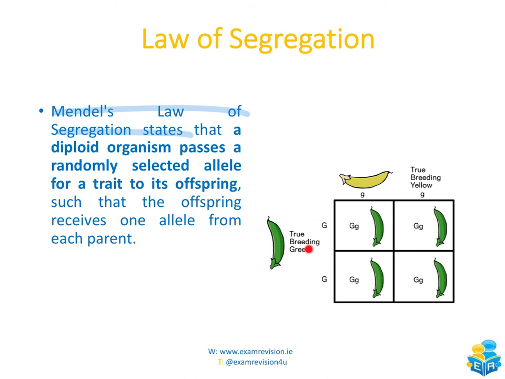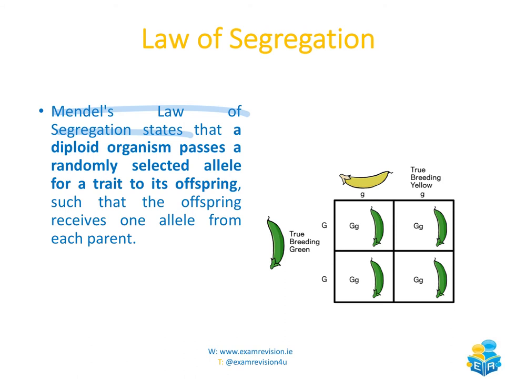Well, if you have one parent over here, they're going to have two copies, so they have a capital G and a capital G. They're only going to pass one of those on to the offspring, and it's completely random as to which one it is. Exact same over here for parent number two, where they have two small g's. It's completely random as to which one is going to be passed off, but one of them is going to be passed.